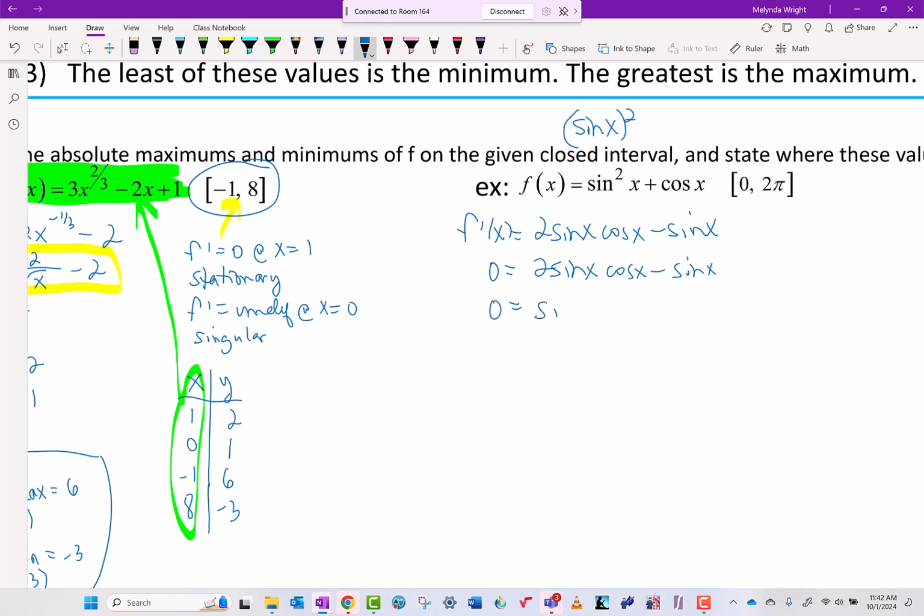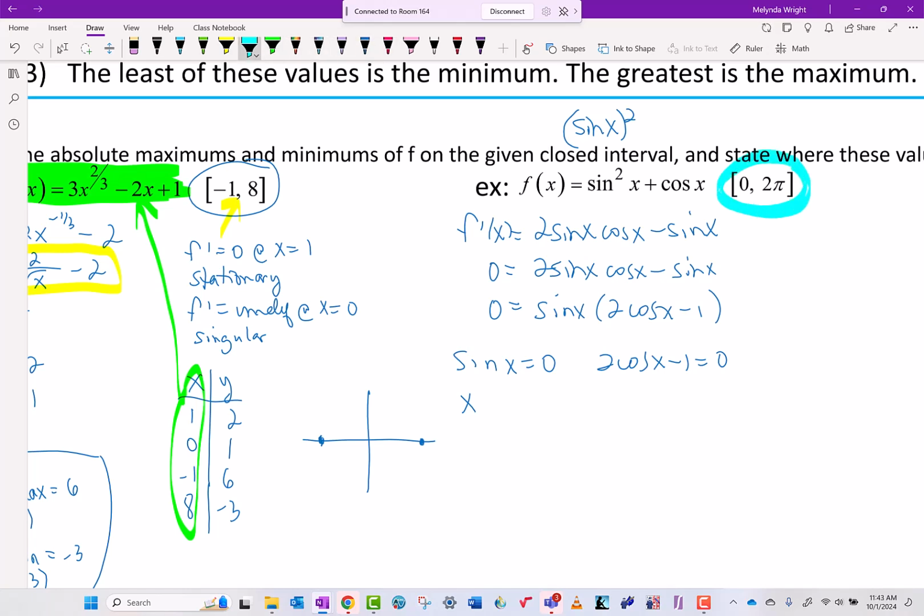Yay, factor. I'm going to factor out a sine, which leaves me 2 cosine minus 1. I set each factor equal to 0. Okay, we do our lovely unit circle. Where is sine 0? Sine 0 here and here. We only care about 0 to 2 pi. That's all we care about. So x would be 0, pi, and 2 pi. That's where sine is 0.